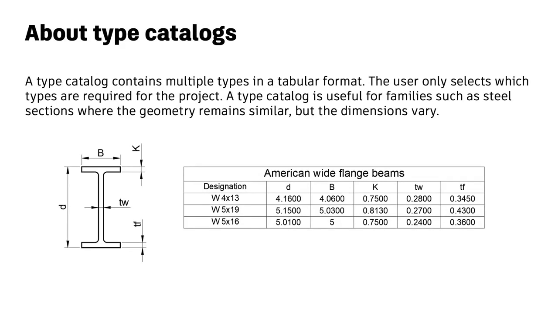A type catalog can contain multiple family types in a tabular format. The type catalog can contain dimensions and other data such as structural properties. A catalog is much more efficient when there are a large number of family types to create. Also, the user only selects the types required for the project, which can help keep down file size.